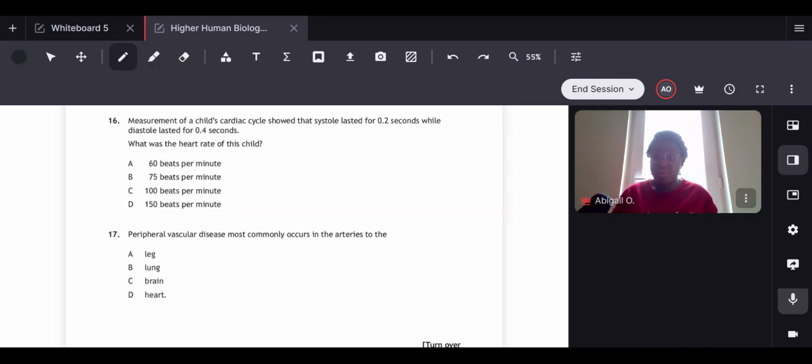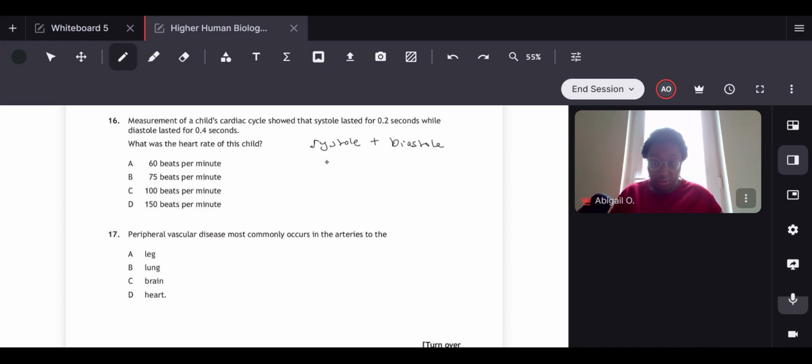Question number 16. Measurement of a child's cardiac cycle showed that systole lasted for 0.2 seconds, while diastole lasted for 0.4 seconds. What was the heart rate of the child? This is quite a common question you get for the whole cardiology unit, calculating the cardiac cycle. So what do we need to look at here? This is a systole and this is the diastole. A whole cardiac cycle is systole plus diastole. Both of those together give us one cardiac cycle.